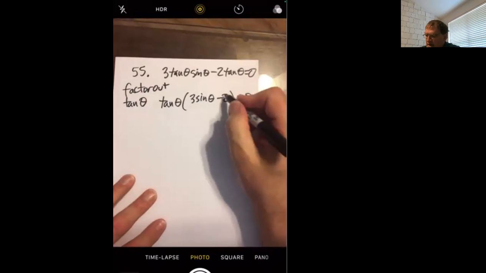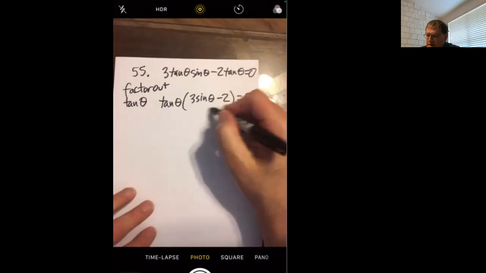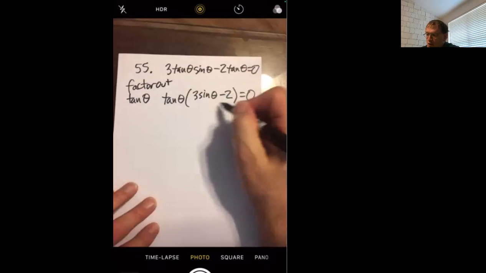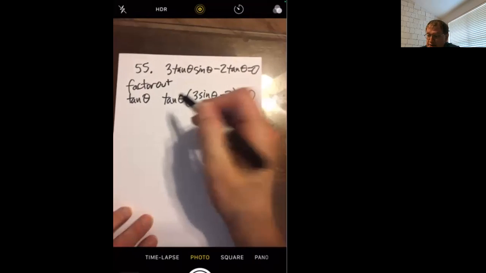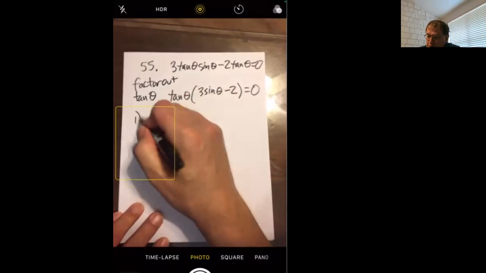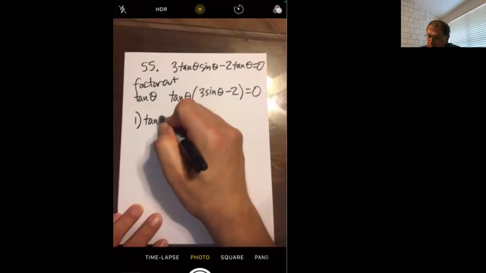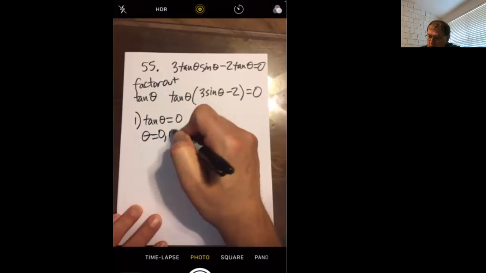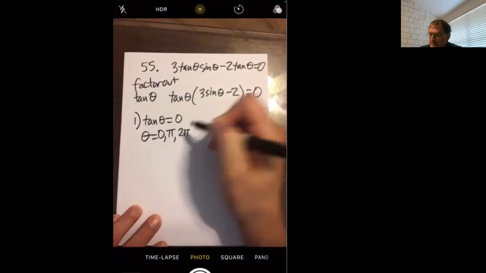Yeah, you can kind of tell you get sine theta is 2/3, which is less than 1. You're going to get answers out of this. Without the 3, you wouldn't, but the 3 brings it less than 1. So you're going to get answers there, and you're going to get answers there. So first, tan theta equals 0. So you're going to be at theta is 0, pi, and 2 pi.